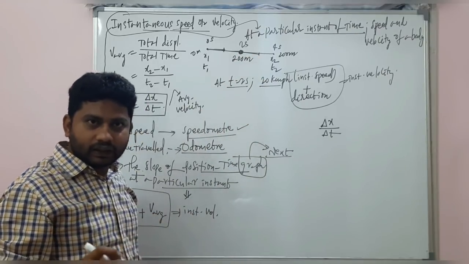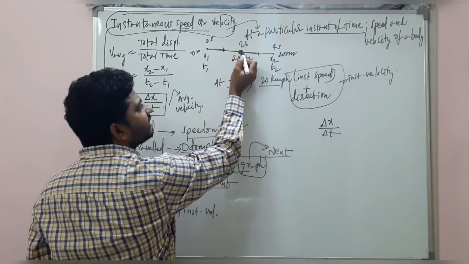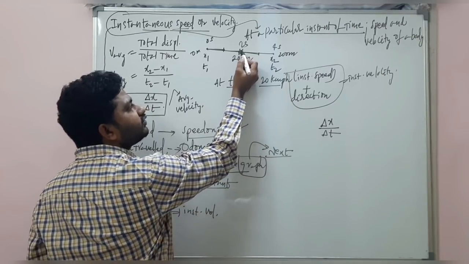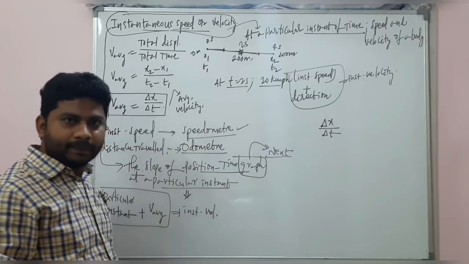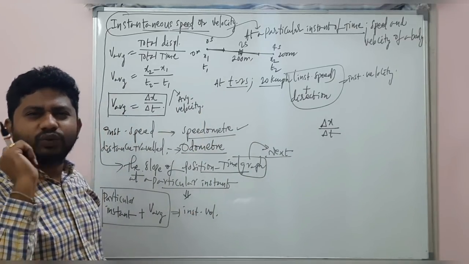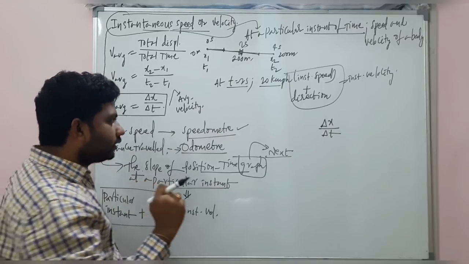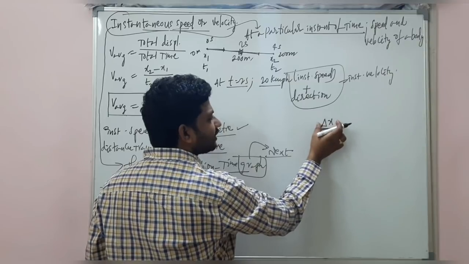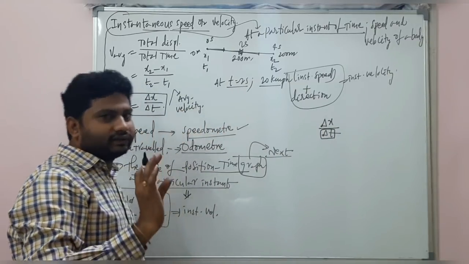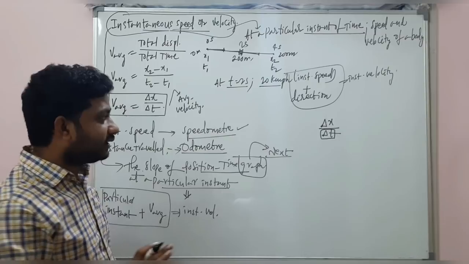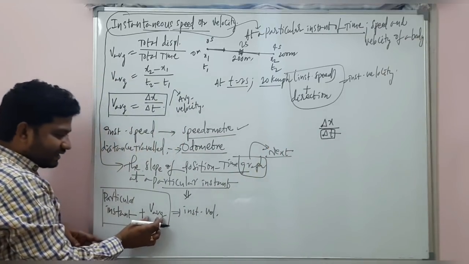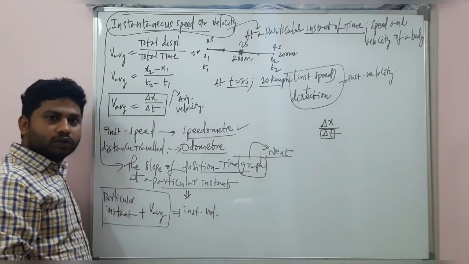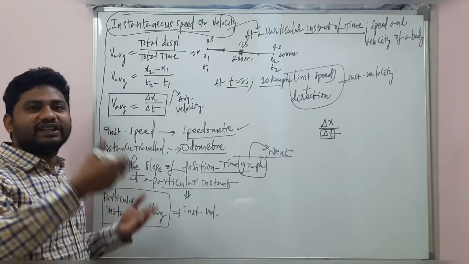Clear? So this instant, exactly at 2 seconds, you can see the time interval is very less. In this small time interval also there is some displacement. Carefully see. In the average velocity expression, when the time interval is very small, that is called instantaneous velocity.